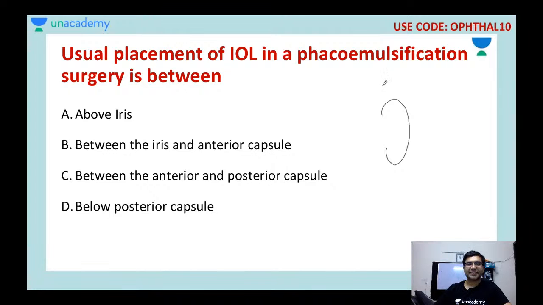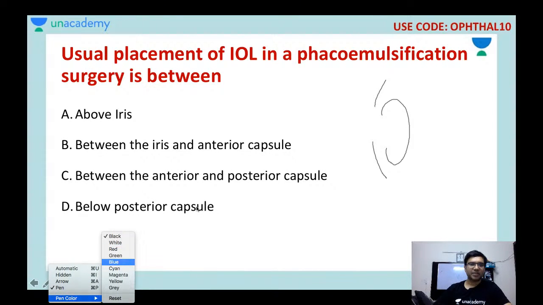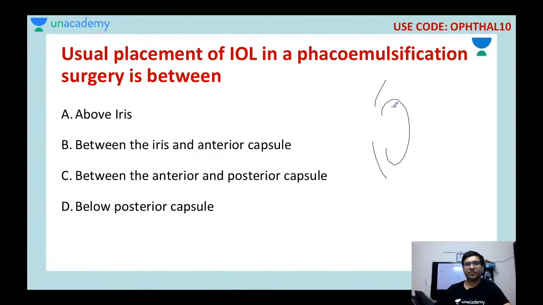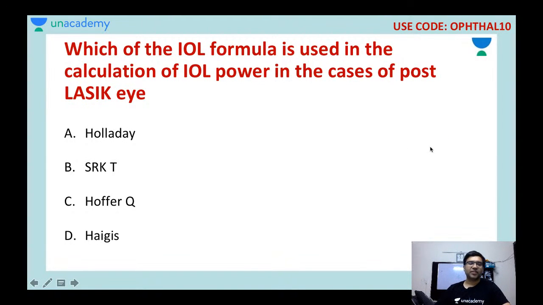So after a cataract surgery, we put an intraocular lens for the visual rehabilitation of the patient. And remember, this intraocular lens is usually placed between the anterior and the posterior capsule. This is the physiological position of the intraocular lens, and it is called in the bag implantation of the posterior chamber intraocular lens, the PCIOL. Okay, then we have the next question, please.